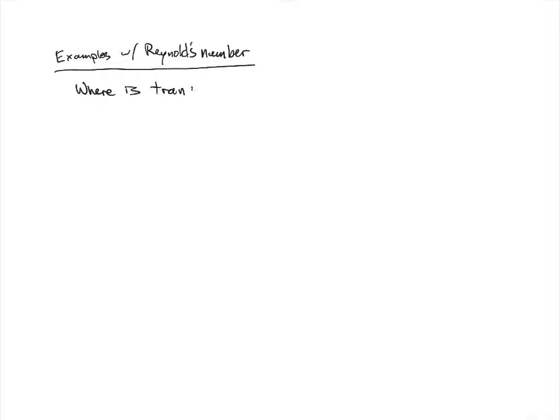Okay, so let's do some examples using the Reynolds number. First, let's ask the question, where is the transition from laminar to turbulent flow for a baseball? And when I say where, I mean at what speed.